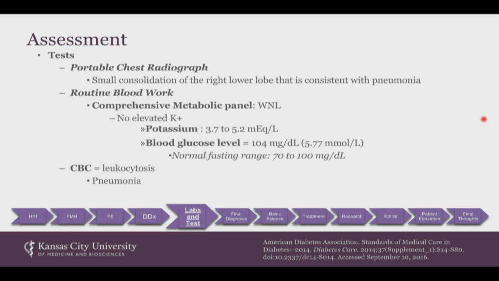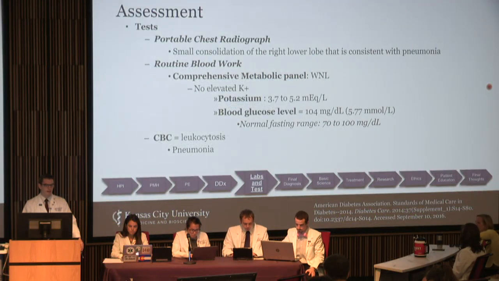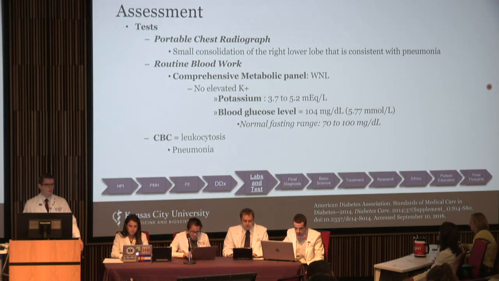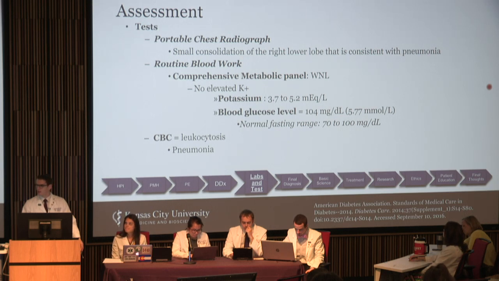We then ordered a comprehensive metabolic panel, which tests the levels of 14 different compounds in the blood, testing the healthy function of several organs such as the liver, kidney, and pancreas. The patient's values were all within normal limits, including potassium, which rules out the diagnosis of hyperkalemia. The patient's blood glucose level was found to be 104 milligrams per deciliter, which is within healthy normal limits, indicating that hypoglycemia is not affecting the patient's altered mental status.